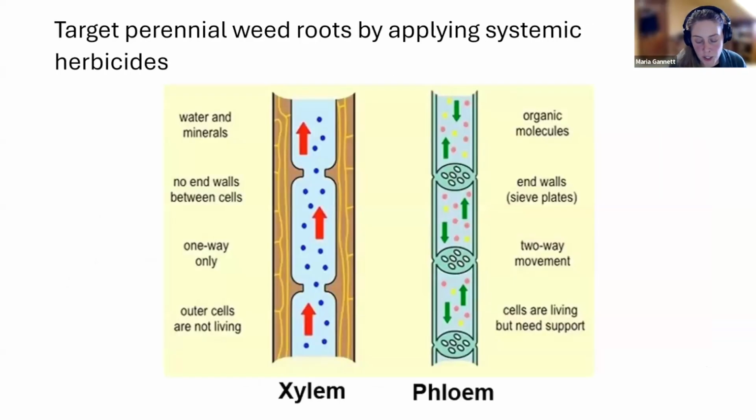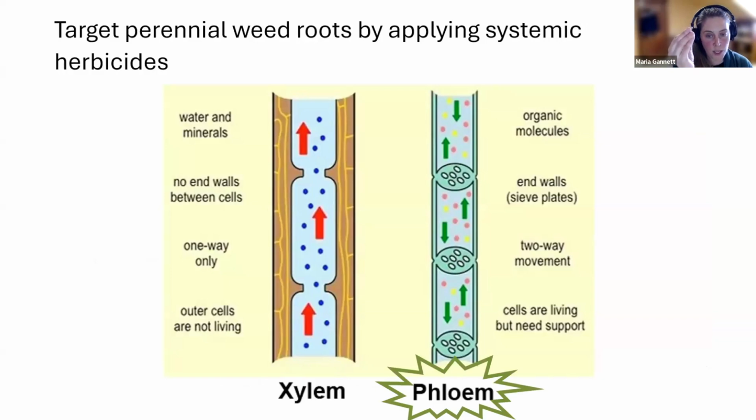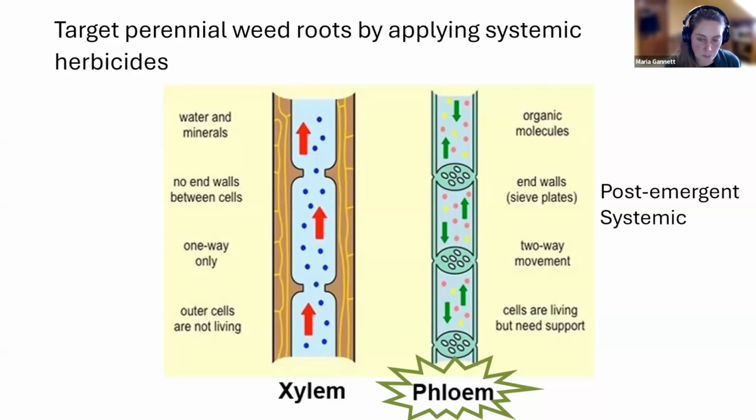Okay, you can also target rhizomatous perennial weeds using herbicides. And what you are doing is that you're applying the herbicide to the leaves, but you, again, want to think about targeting the roots. And so ideally, you'd use an herbicide that can travel through the phloem. And that's because the phloem has bidirectional flow. So it can go from the roots up to the shoots and also from the leaves back down into the roots. And these are mostly our post-emergent systemic herbicides.